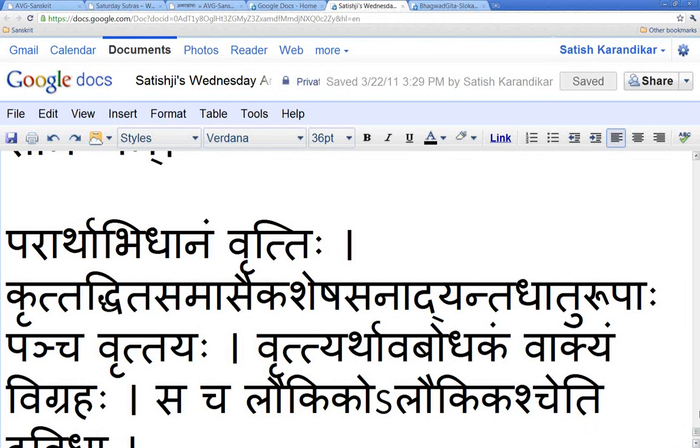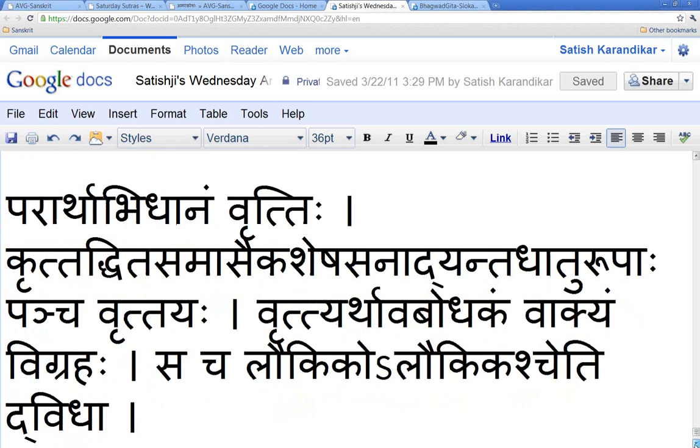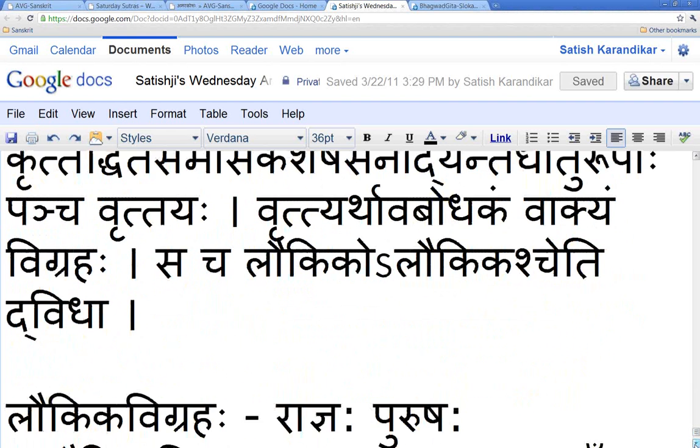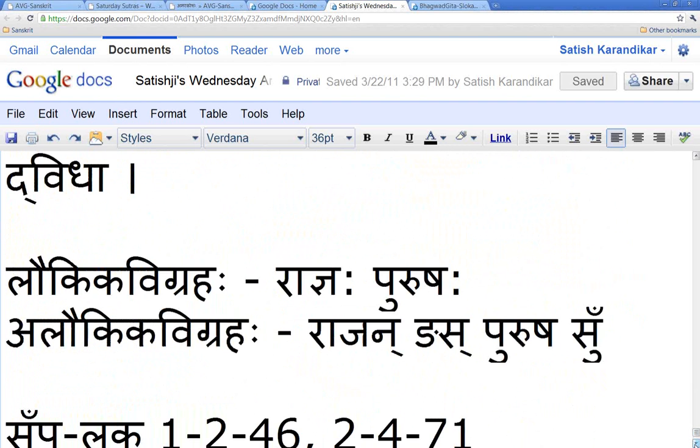Then we also looked at the Samasa vrittyartha bodhakam vakyam, Vigraha. So what is Vigraha? It's a sentence which gives you the meaning of that vritti. We say Raja Purusha means Rajnyaha Purushaha. Pitambara means Pitam Ambaram Yasya Saha. This is of two kinds, Laukika and Alaukika. Laukika means in regular, non-technical parlance. So Rajnyaha Purushaha is Laukika Vigraha, and Alaukika Vigraha is Rajan Ngas Purusha plus Su.